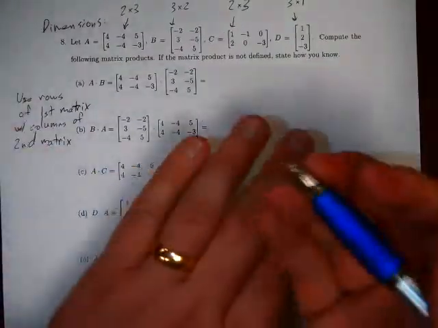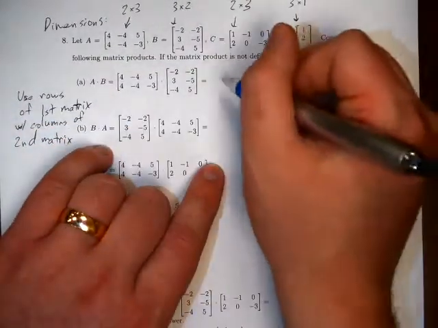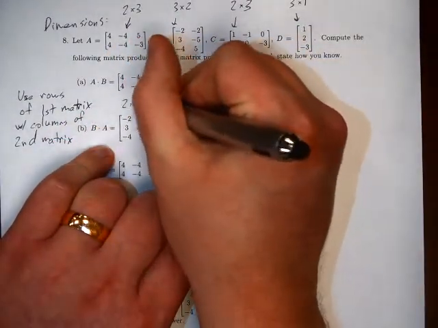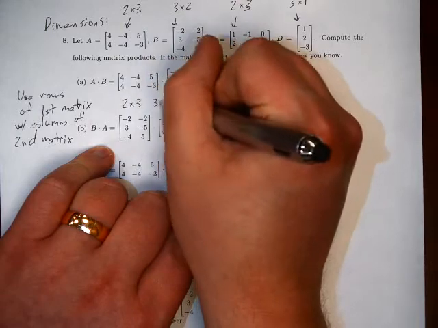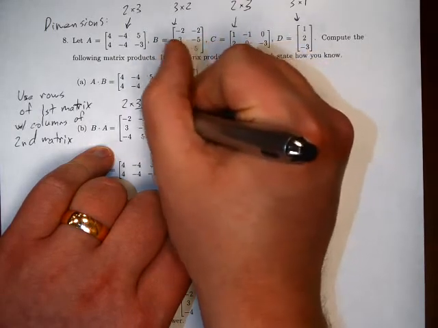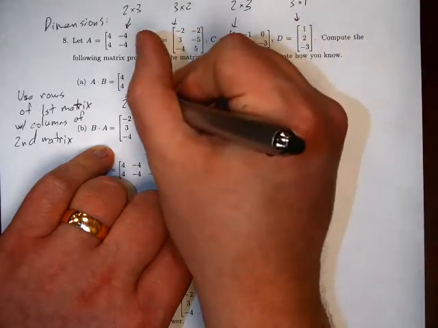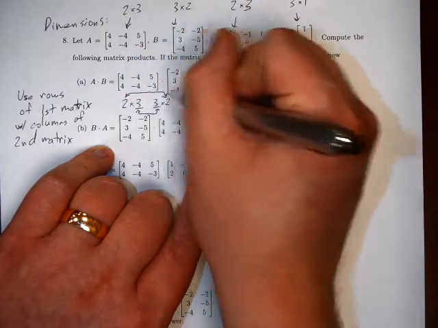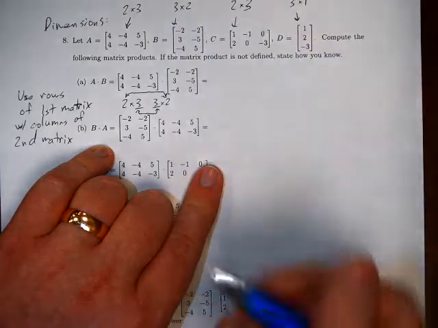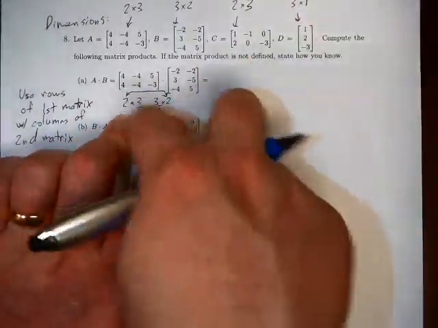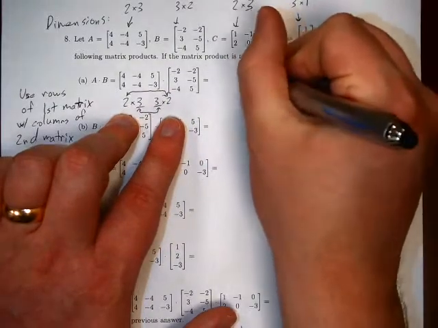Alright, so let's go ahead and do this one. If we wanted to create our new matrix, so if A is a 2 by 3 and B is a 3 by 2, their inner dimensions do match, and the outer dimensions determine the size of the new matrix. So this matrix we get when we multiply should have 2 rows and 2 columns.